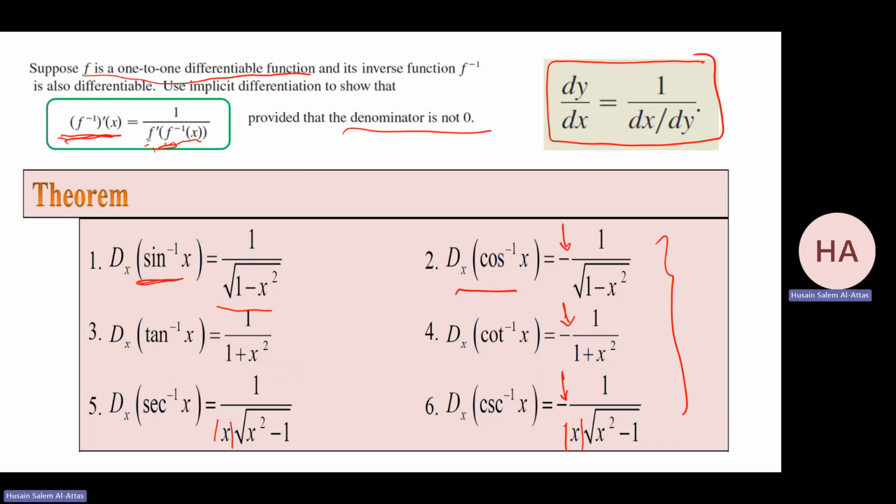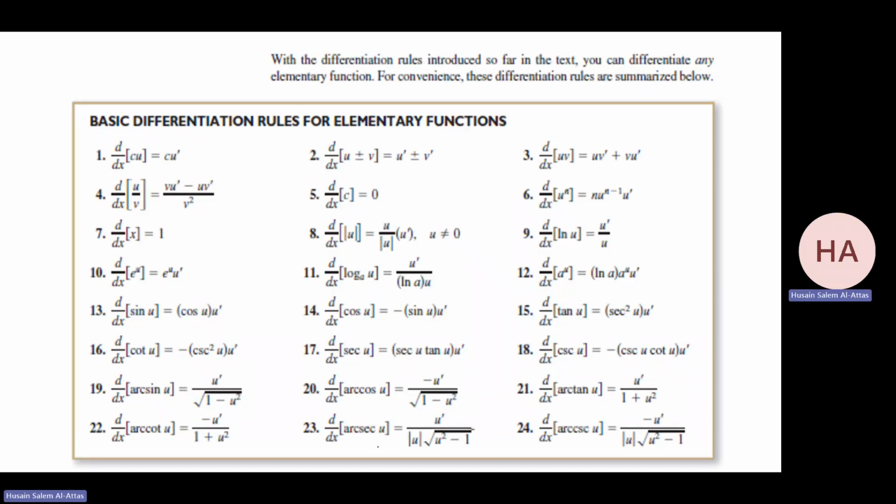Yeah, as I said, for secant we have the absolute value. Some books have it, some books don't. This book has it with the absolute value for the secant inverse. And this is for u. If you have u, you need to add u prime, chain rule. And this table, I think, has most of the things we did.